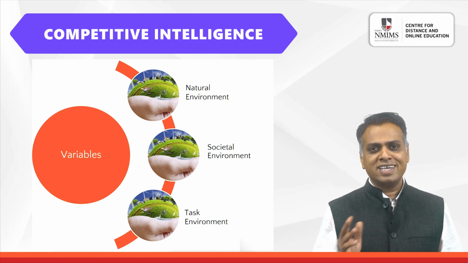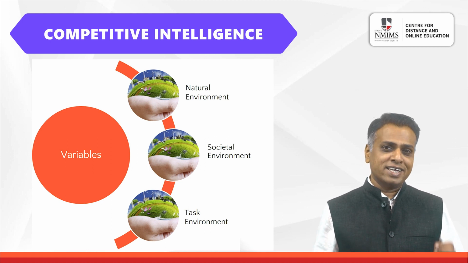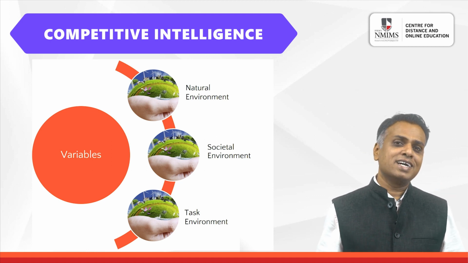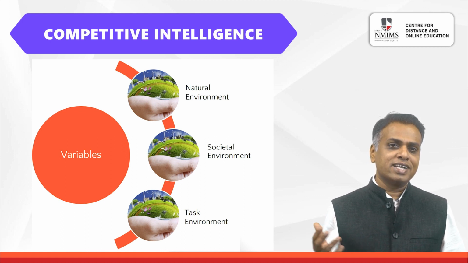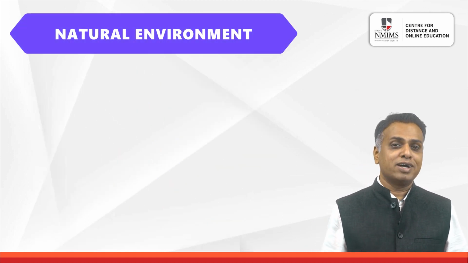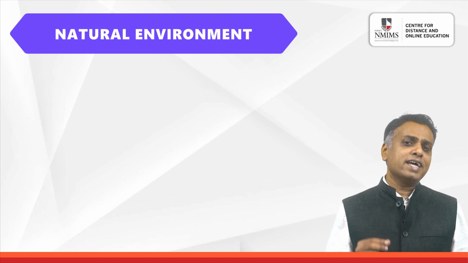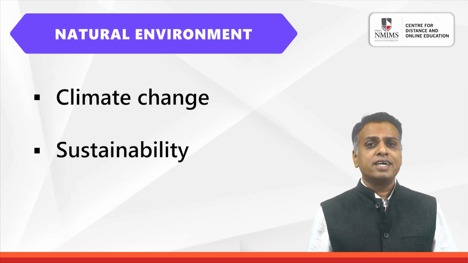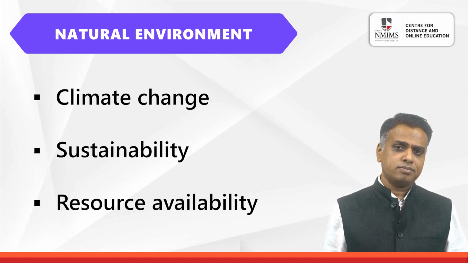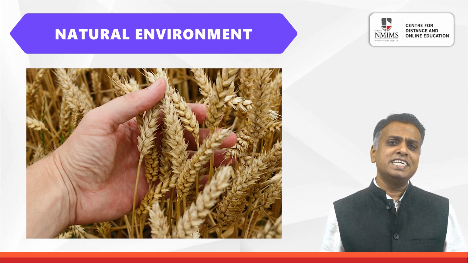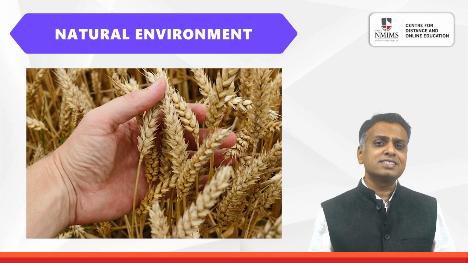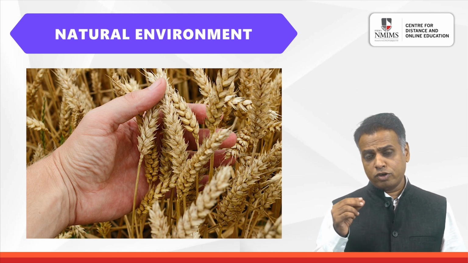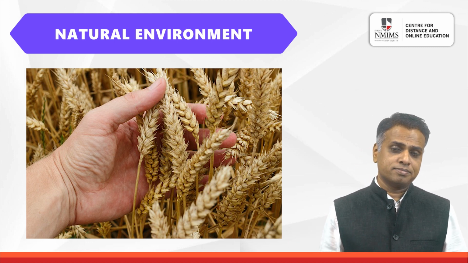I am sure you would have guessed it by this time. We have done this when we started the chapter. Now, as we are in the second last section, you would have definitely guessed it. First being the natural environment. This looks at environmental factors such as climate change, sustainability and resource availability. For example, a farming business needs to consider how changing weather patterns could affect crop yields, because for a farmer this is an important information.